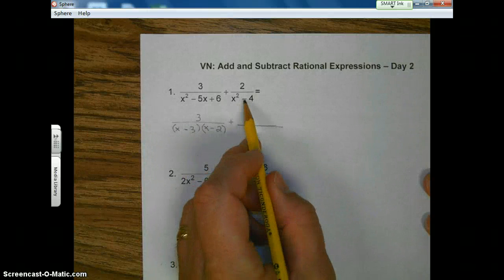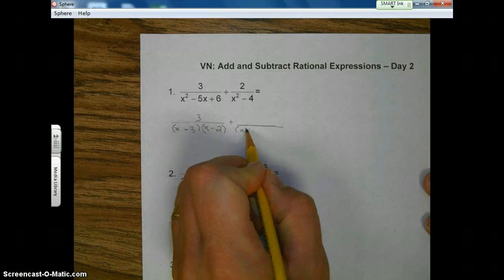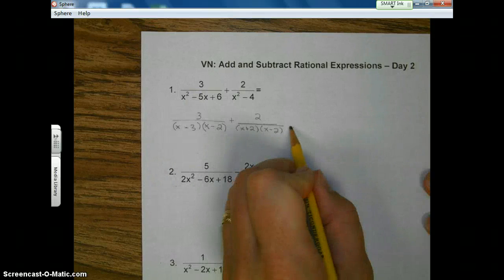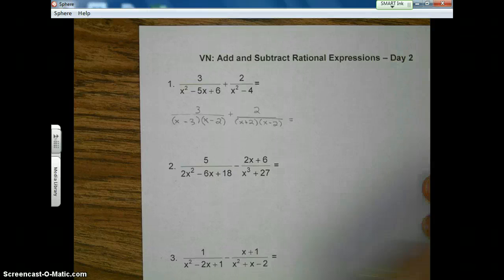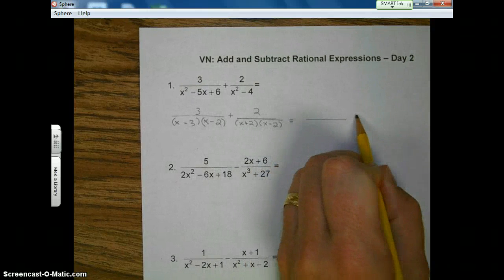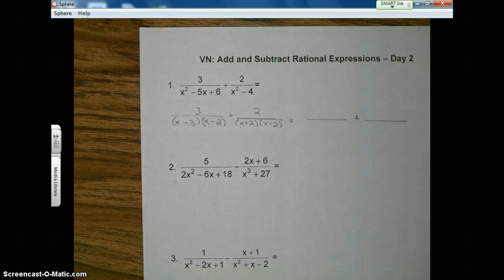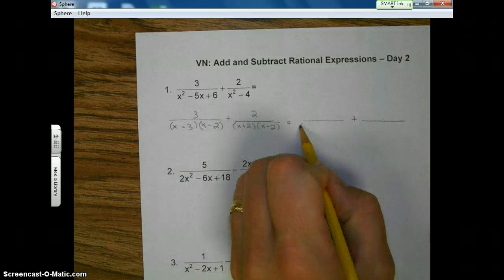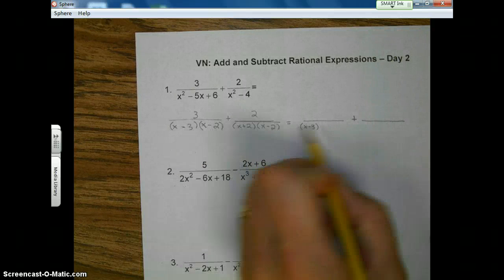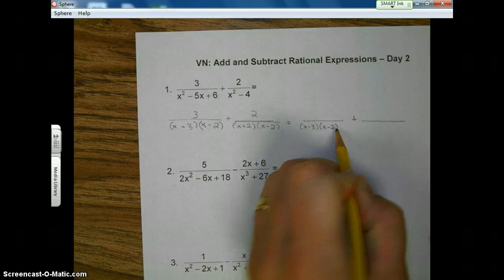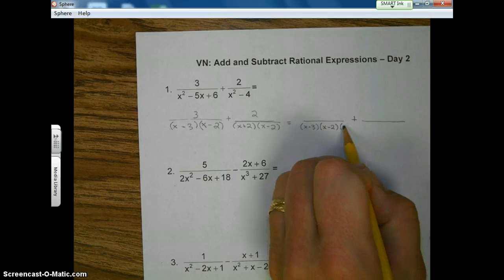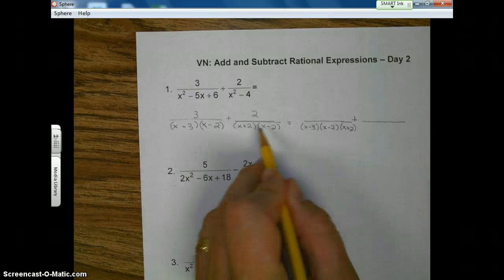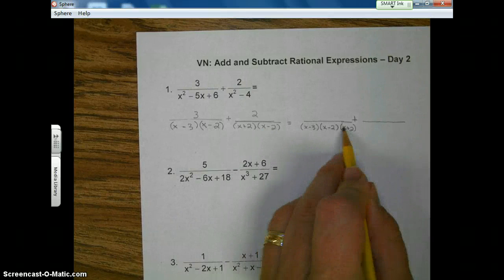Factoring this, we have the difference of two squares. So we have x plus 2 and x minus 2. Now that we factored the denominators, we want to get a common denominator. So remember, we're going to pick all the unique factors. We're going to start with x minus 3, x minus 2, x plus 2. We already got x minus 2, so we don't need that one. So this is going to be our common denominator.